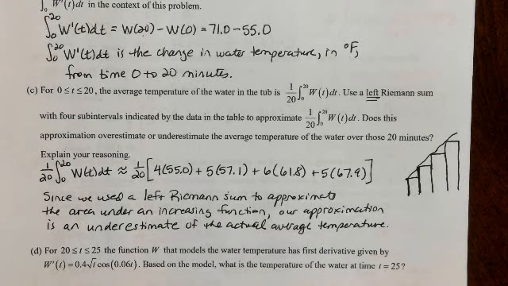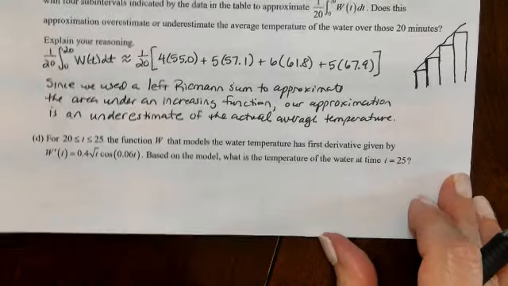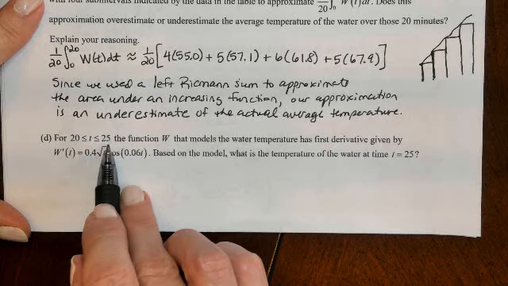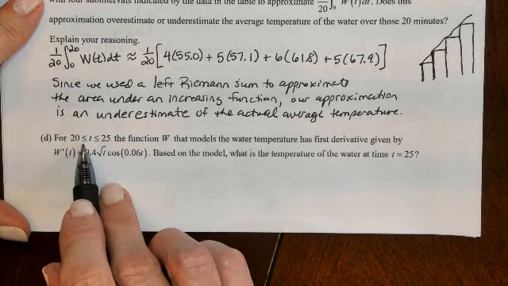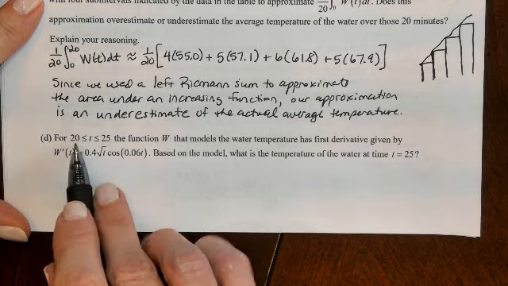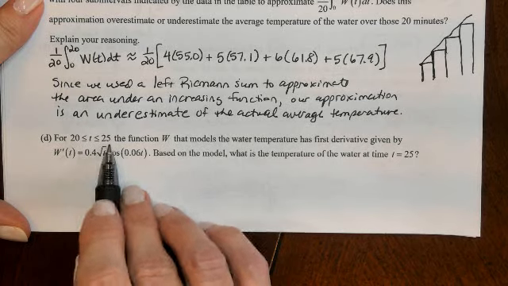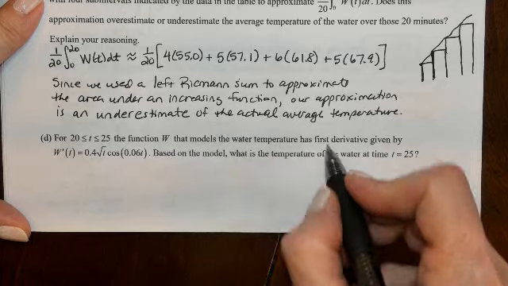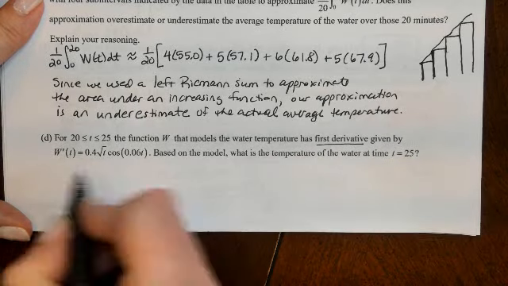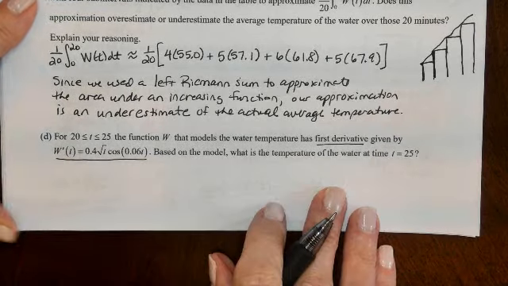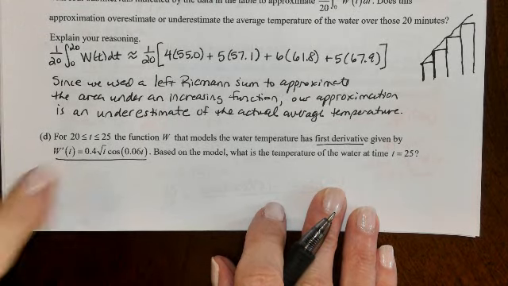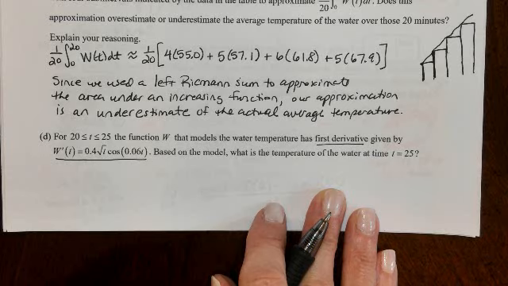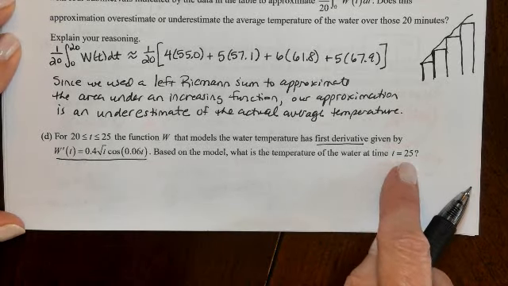Okay. All right, one more here. Now for time between 0 and 25, so this is beyond the data in that table. For 20 to 25, the function W that models the water temperature has first derivative given by this. That's the first derivative of W over this time interval. Based on this model, what is the temperature of the water at time 25?